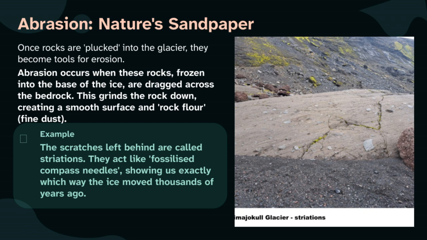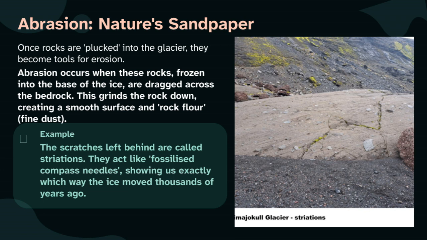One of the clearest pieces of evidence for abrasion is striations. Striations are long scratches left on bedrock by rocks dragged underneath the glacier. They are very useful to geographers because they show the direction the glacier moved. That is why the slide calls them fossilized compass needles. Even after the glacier has gone, striations can still point in the direction of past ice movement.